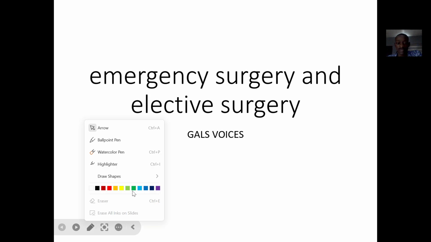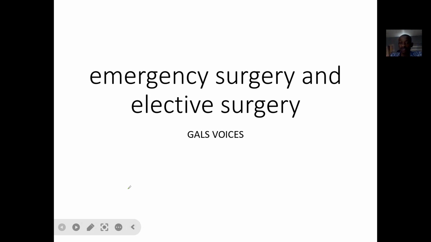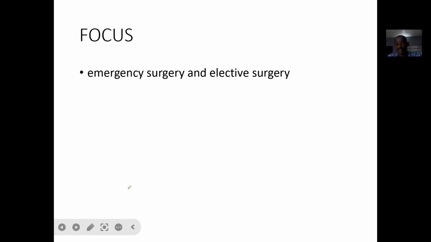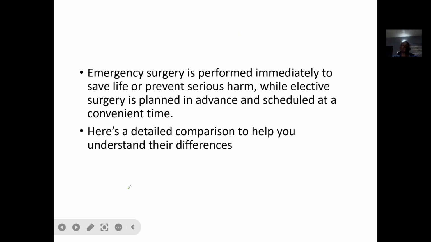Now, I just want to split it and quickly talk about these two important words you hear around the surgery theater. You hear a consultant saying something like, okay, this is an elective surgery, and some are saying this is an emergency surgery. So I just want to spend time and talk about the differences between an emergency surgery and elective surgery.